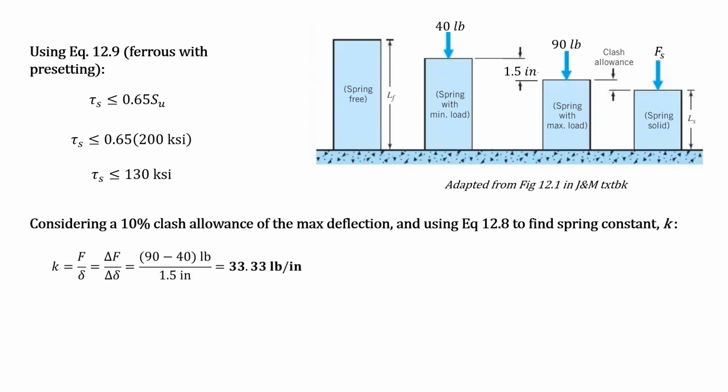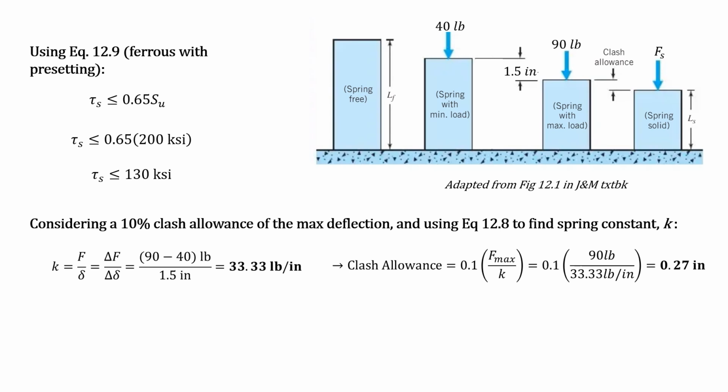So we've seen this equation before where K is the force over the deflection. That change of force is from the force of the spring with minimum load and the force of the spring with maximum load. And then we have our deflection in this case, or the change in length, is that 1.5 inches that you can see in the middle of the diagram. So we can find our spring constant as 33.33 pound-inches.